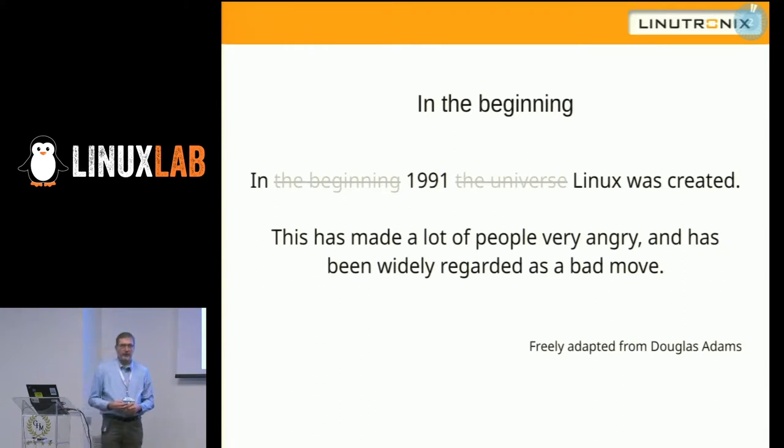So let's start at the beginning. In 1991, Linux was created. I took that quote from Douglas Adams. It was regarded as a bad move and made a lot of people angry, because some of you might know there was this huge debate between Linus and Andrew Tannenbaum, the Minix professor, who said this is totally wrong because monolithic kernels are dead and the only choice of design is a microkernel. We are still using a monolithic kernel and it's not that horrible, I think.